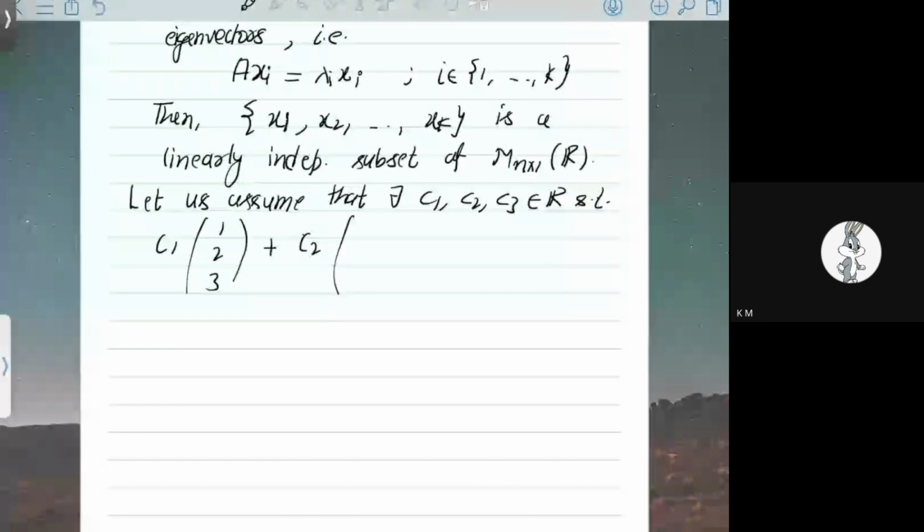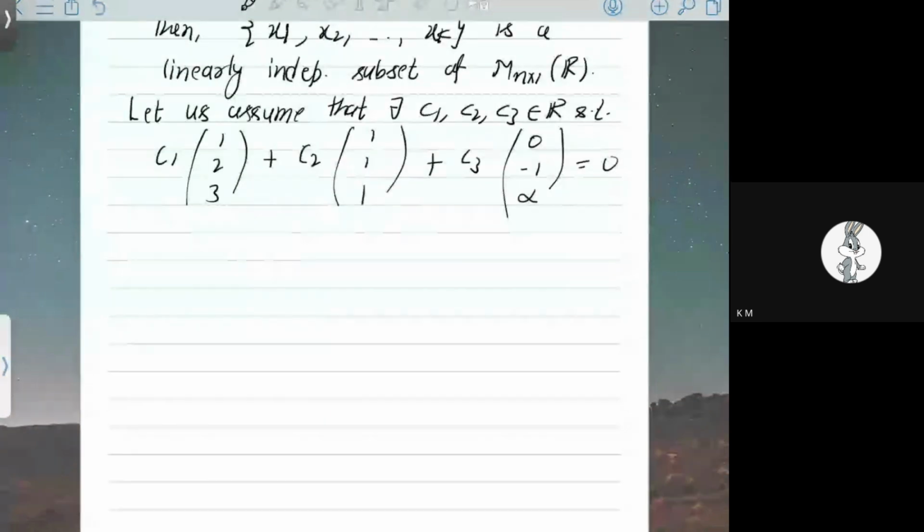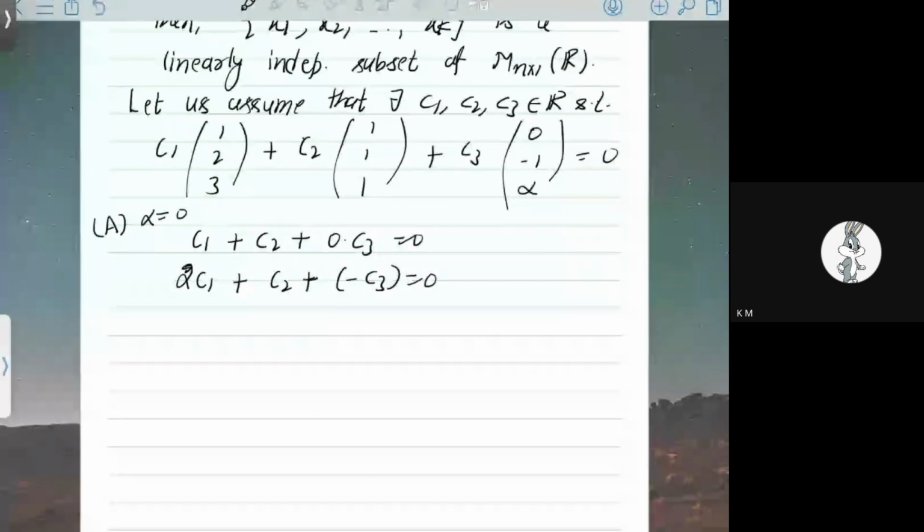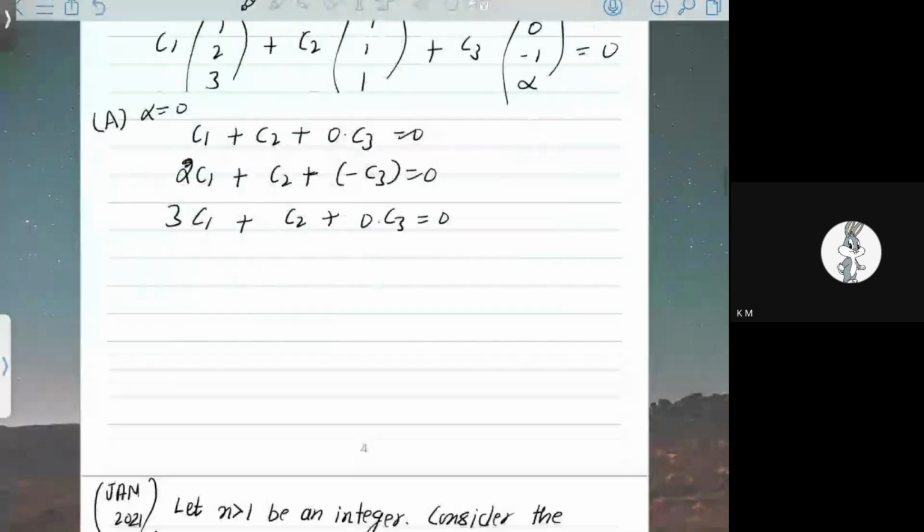So determinant is one way, and we check for which value of alpha there exists some ci not equal to zero, so that this equation has a solution. This is equal to zero. The first option says that alpha is zero. So solving this, we get c1 plus c2 plus 0 times c3 is 0. Then 2c1 plus c2 minus c3 is 0. Then 3c1 plus c2, putting alpha to be 0, we get 0 times c3, which is 0. Now we check whether they are independent. So we just make the augmented matrix: 1 1 0 0, 2 1 minus 1 0, 3 1 0 0.